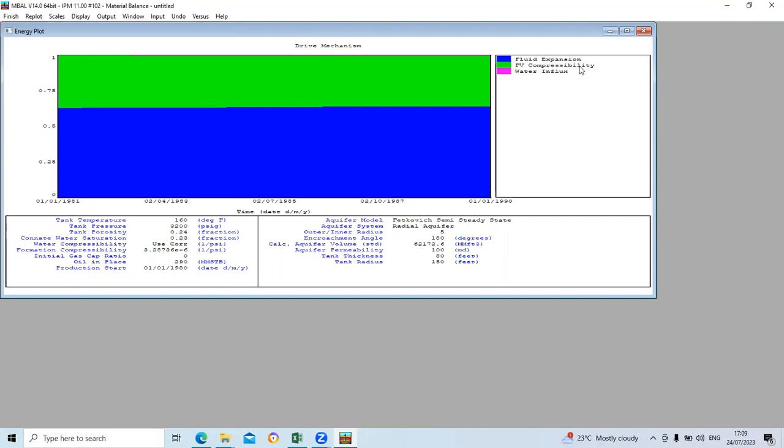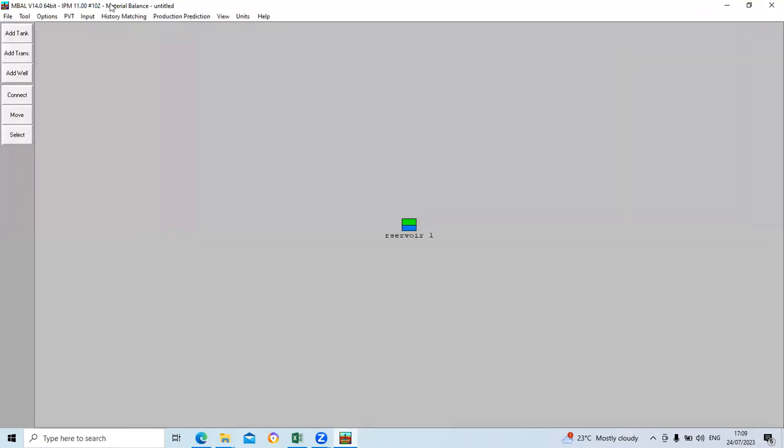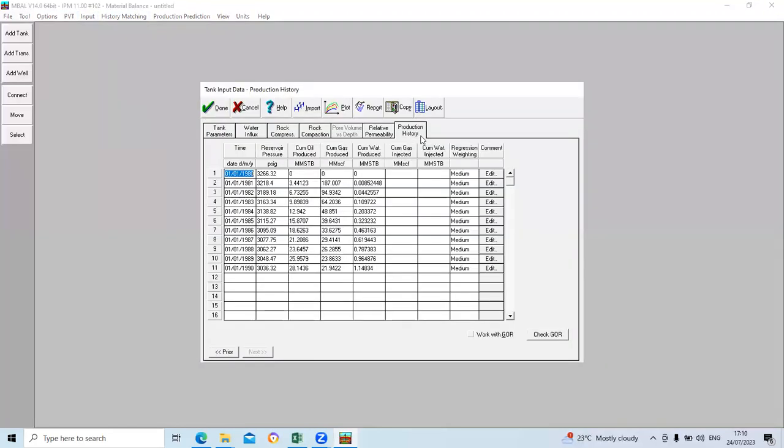You remember the various sources of energy in the reservoir that we have talked about. We have rock and fluid expansion, we have gas cap expansion, we have solution gas, we have water influx, and then we have the gravity. Those are the various sources of energy within the reservoir. Most of these energy sources depend mostly on an analysis of this production history.